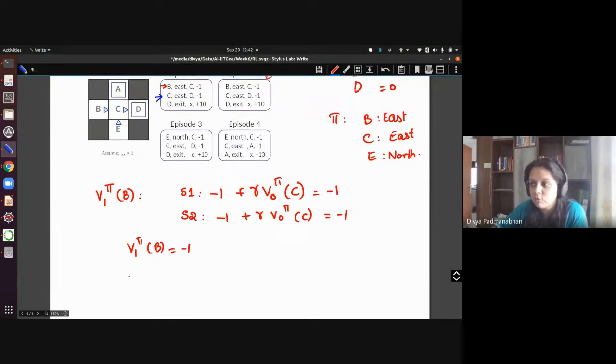So let's just do one more state. V1 pi of C, let's try to just do it once. Can you tell me what is the first sample here?